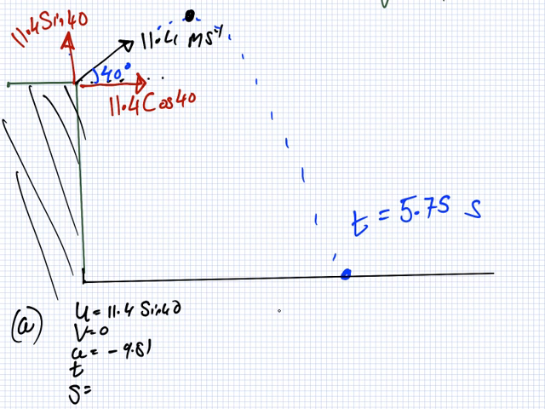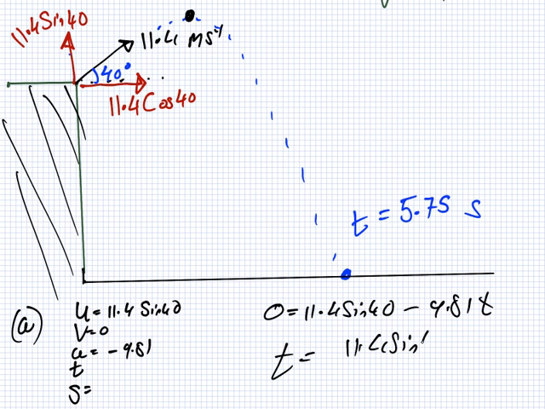V equals U plus at, thank you. So the t is 11.4 sine 40 over 9.81. So the time to get up here is 0.747 seconds. You divide it by 9.81. It's minus 9.81. Yeah, but it's also minus 11.4 sine 40. Time can't be negative, isn't it? Well, it sort of can. No, not for these equations.